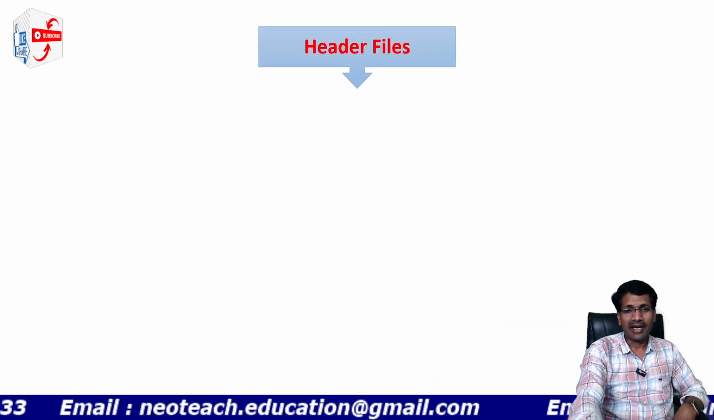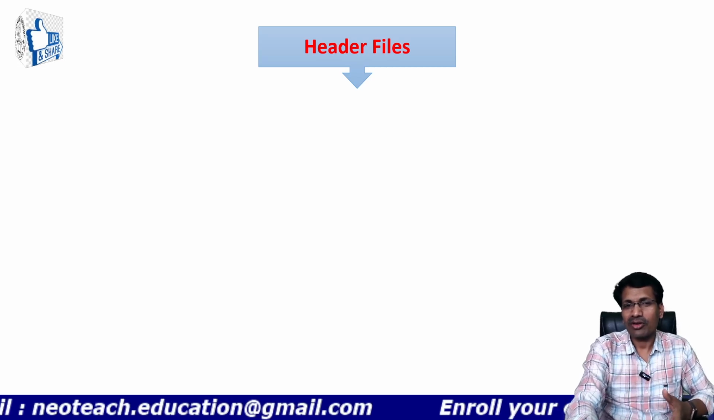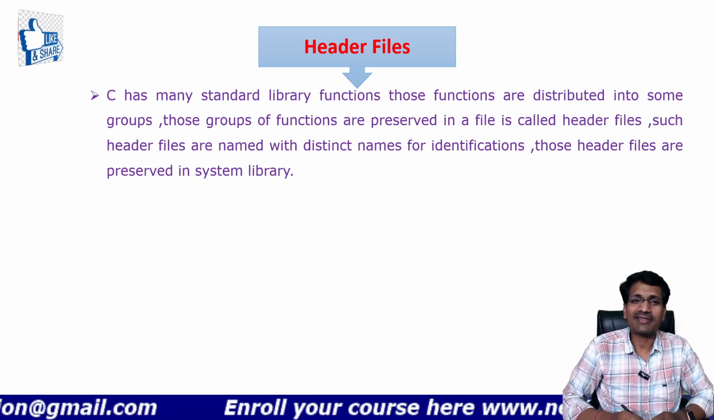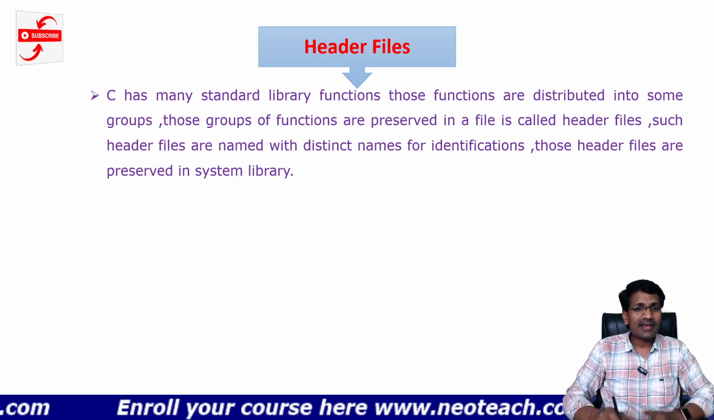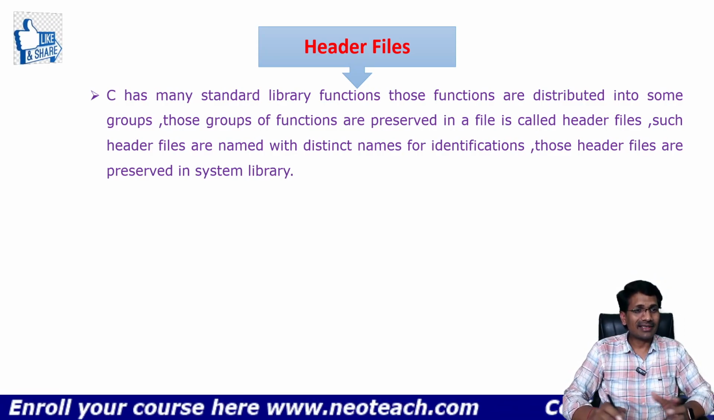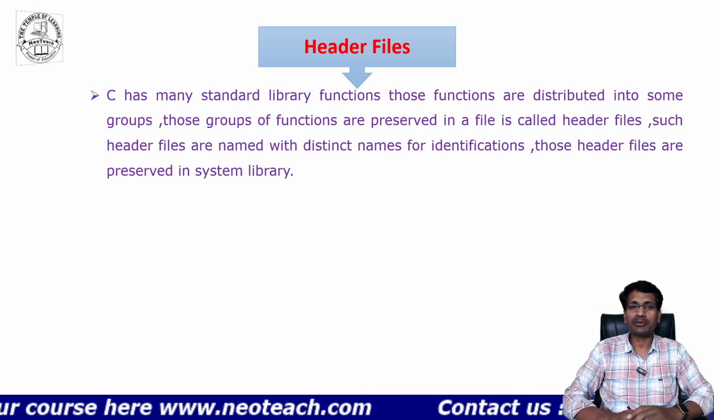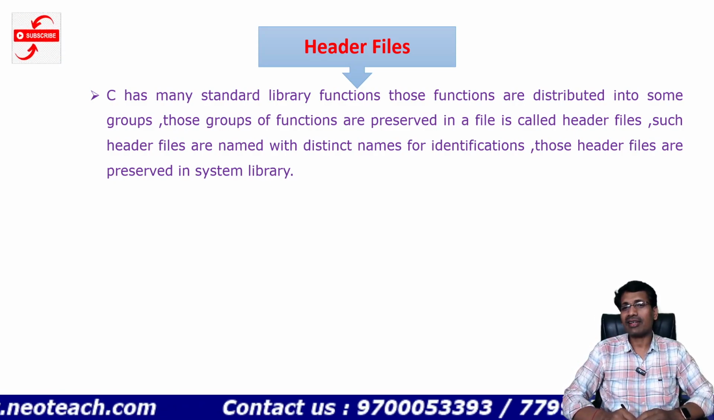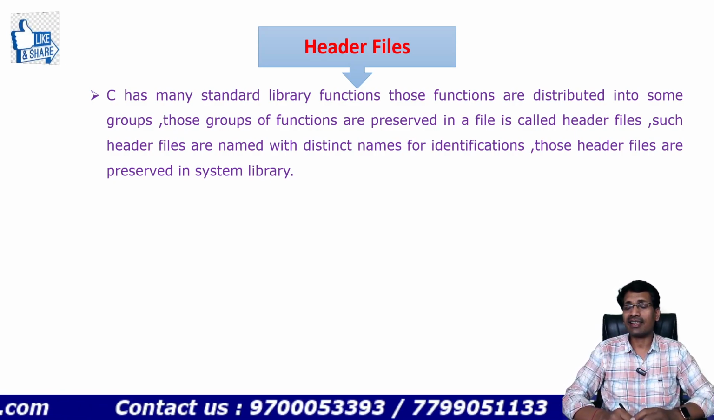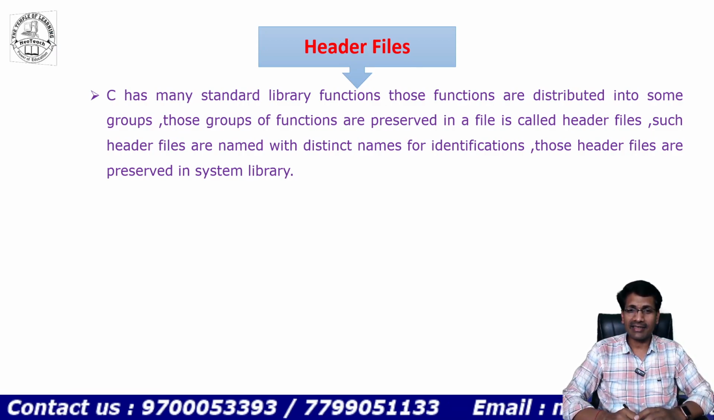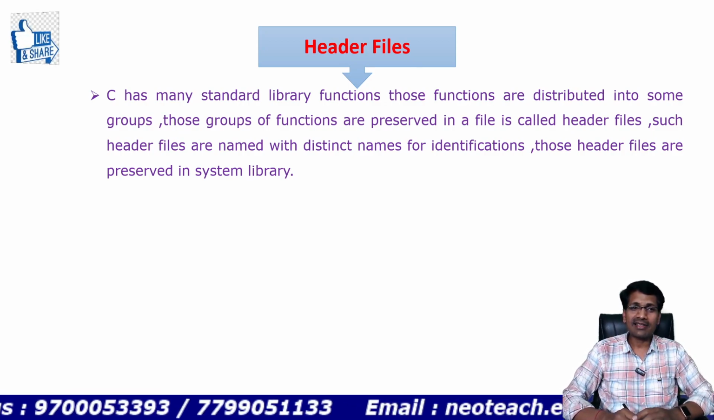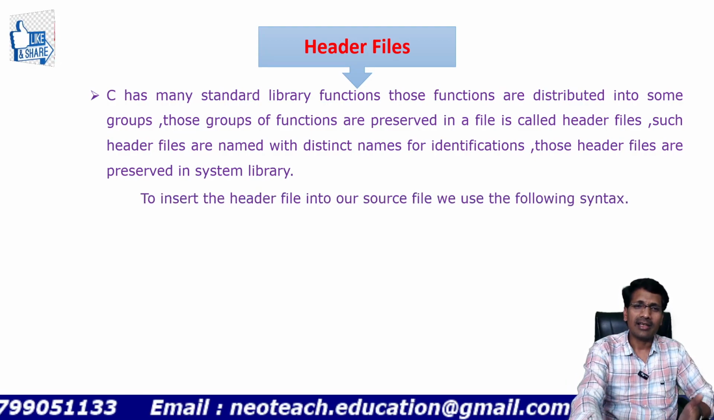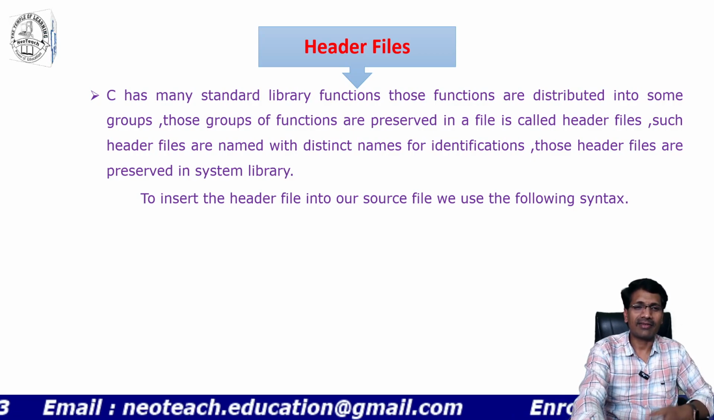4932. And next, I want to discuss a small topic here, header files. As we know, C has many standard library functions. Those functions are divided into groups, and those groups of functions are preserved in a file called a header file. Such header files are named with distinct names for identification. Those header files are preserved in the system library. So simply, we can call a group of functions a header file.